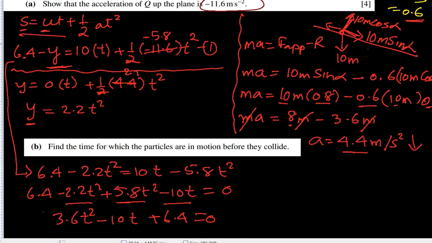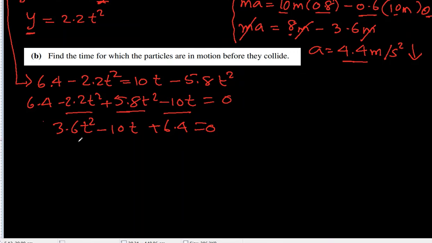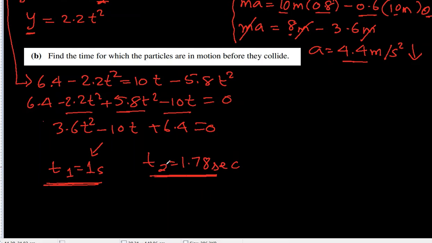Now we can find the roots of this quadratic equation by using our calculators. When I use my calculator, I get t1 equal to 1 second and t2 equal to 1.78 second. Since they have collided at 1 second, there is no chance that they will collide again. So this time is invalid. We will just take 1, and that will be our answer. The question was, find the time for which the particles are in motion before they collide. They are in motion for 1 second.